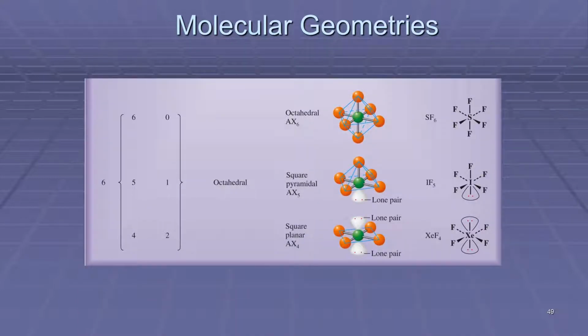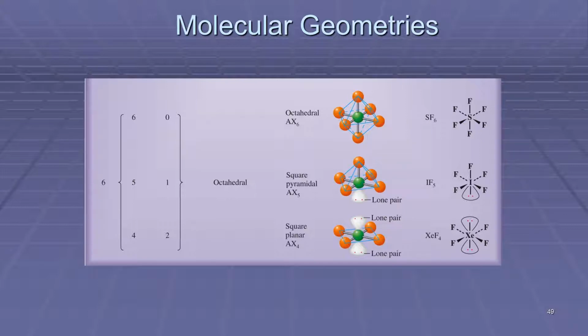Okay, finally, if you have 6 regions, and all 6 are bonding, you have the octahedral. So overall, 6 is octahedral, and if all 6 are bonding, the molecular geometry is still octahedral. And you can see SF6, with the dashes going back and the wedges coming forward. If you have 5 regions that are bonded and one that's an unshared pair, we call that square pyramidal. It doesn't really matter where the lone pair goes in this case.